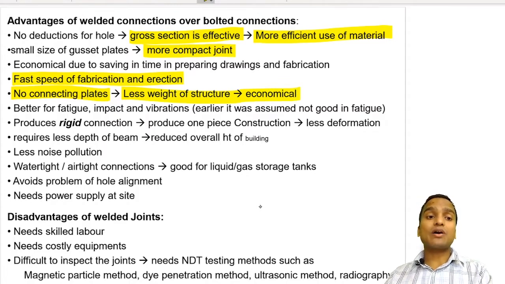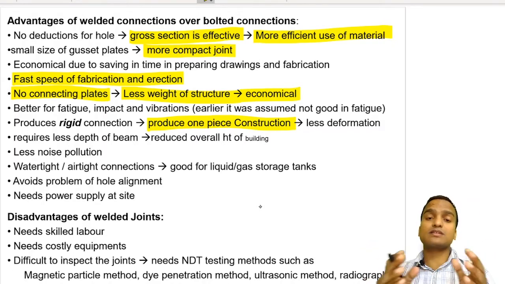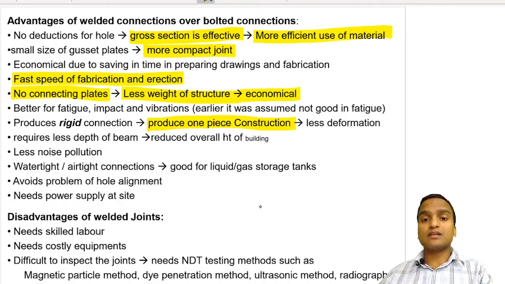Now welded connections are also better in performance under repeated loadings or fatigue, or even impacts and vibrations. Since welded connections produce rigid connections, they produce one piece construction. The construction looks as if it is one piece, not that there are several pieces, each connected by rivets or bolts. In such a rigid connection, there is less chance of deformation. And a welded connection requires less depth of beam, and there is reduced overall height of building.